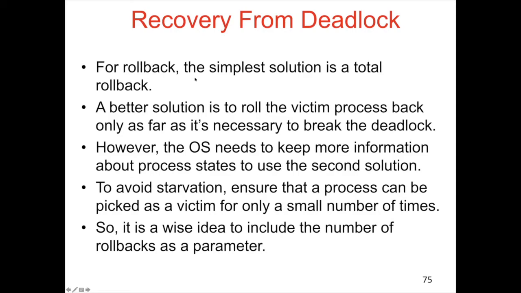For rollback, the simplest solution is a total rollback. A better solution is to roll the victim back only as far as it is necessary to break the deadlock. However, the operating system needs to keep more information about process states to use the second solution. To avoid starvation, ensure that a process can be picked as a victim only a small number of times. So, it is a wise idea to include the number of rollbacks as a parameter.